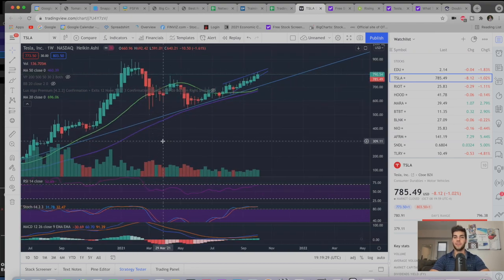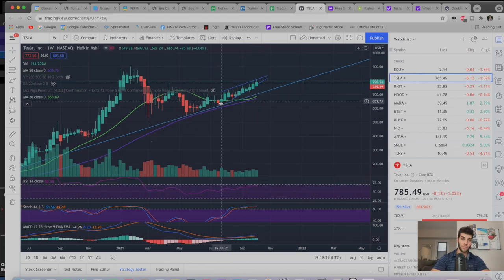So you're seeing the same thing play out on the weekly chart where the stochastic is flatlining, but the RSI is continuing to increase, thus supporting the fact that the momentum is still there and it can continue to push to mid 800s upwards towards 900 in the next 1 to 2 months.